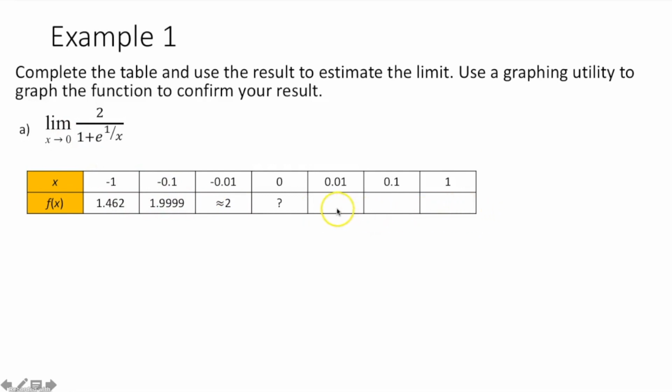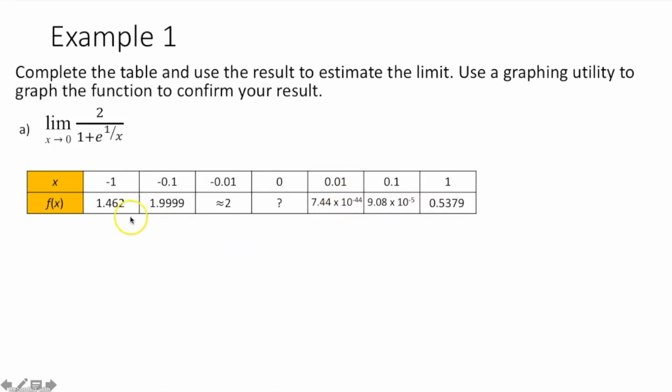Let's hope that it approaches 2 from the right, and then we can say that the limit as x approaches 0 is equal to 2. So we plug in 1 here, and we end up getting 0.5379. We plug in 0.1 here for x, and we get the y value that goes with that. Plug in 0.01 here for x, and we get the y value that goes with that.